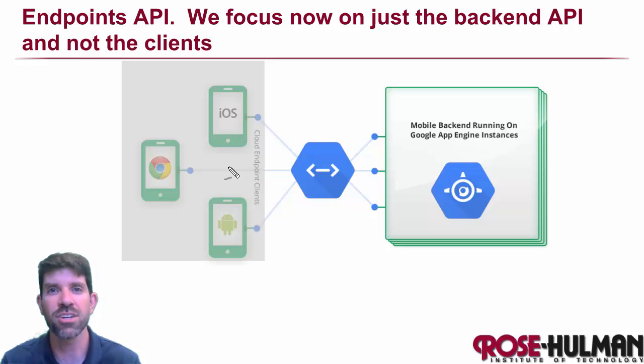And I won't kid you. Writing an Endpoints API is a fair amount of work too. But I assure you that it's a lot less than the alternatives. So a lot of things are going to be hidden for us and are going to be done for us.